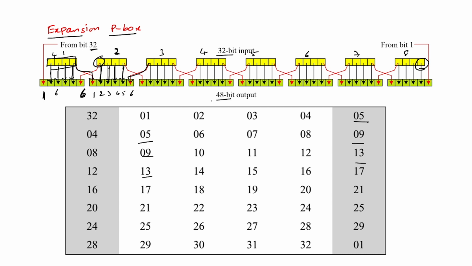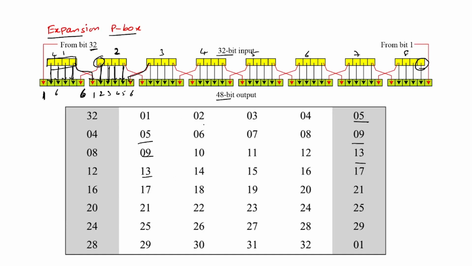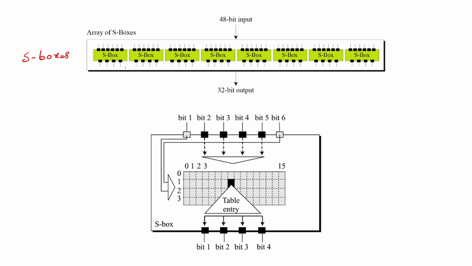After that we need to perform the XOR operation of the output of the expansion P box and the round key. The output of the XOR operation will be given as input to the S boxes. These are the S boxes. Here the 48-bit input goes to this array of S boxes. Total 8 S boxes are there, and 48 divided by 8 is equal to 6. So for each S box the input size is 6 and the output is 4 bits.